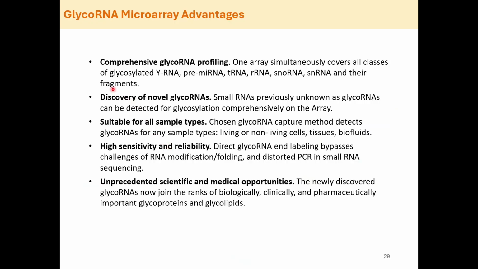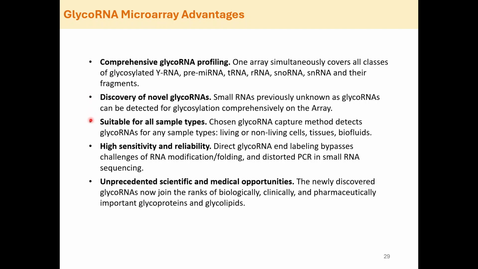Overall, the glycoRNA microarrays have many advantages perfect for glycoRNA profiling. Comprehensive glycoRNA profiling: one array simultaneously covers all classes of glycosylated Y-RNA, pre-miRNA, tRNA, rRNA, snoRNA, snRNA, and their fragments. Discovery of novel glycoRNAs: small RNAs previously unknown as glycoRNAs can be detected for glycosylation comprehensively on the array.